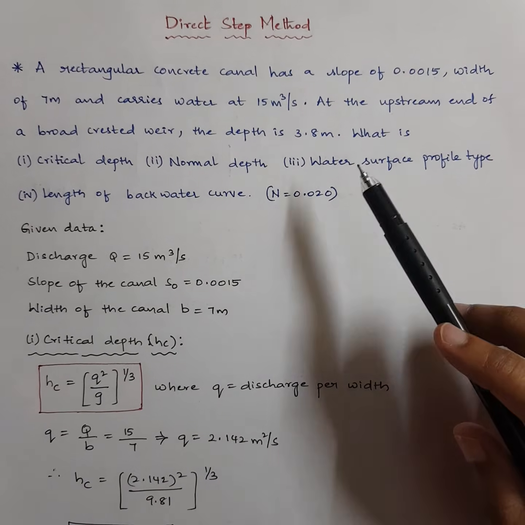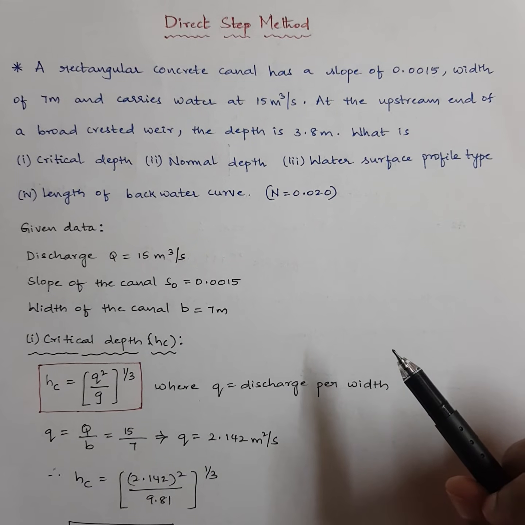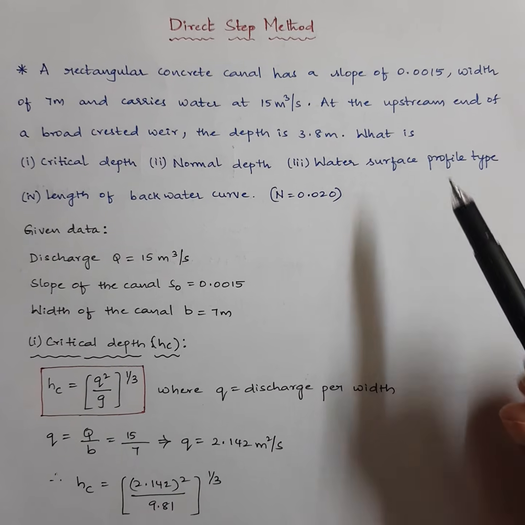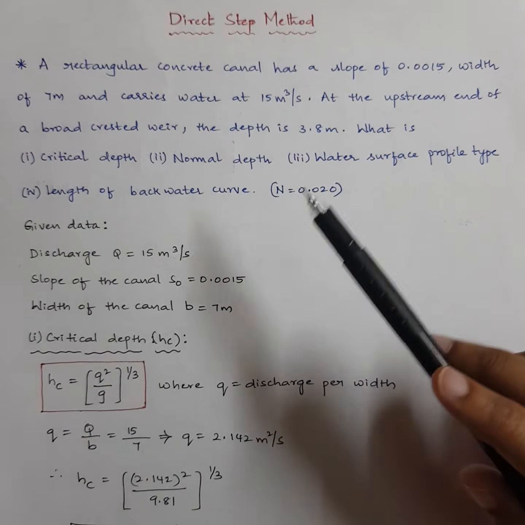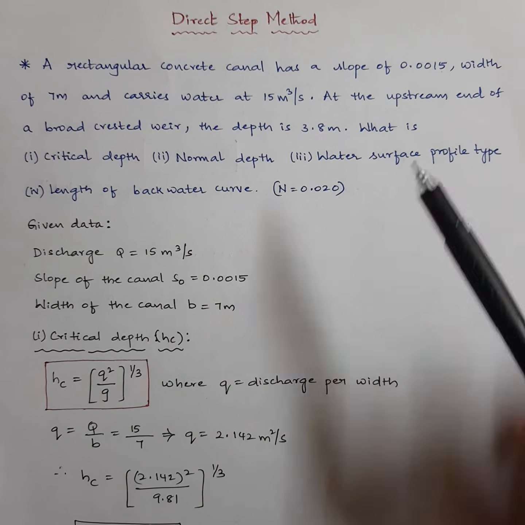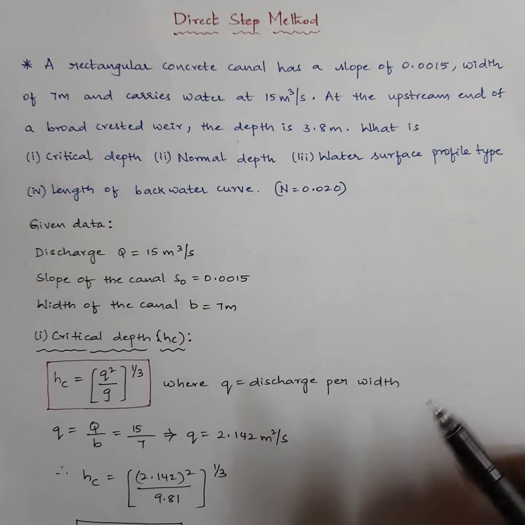A rectangular concrete canal has a slope of 0.0015, width of 7 meters and carries water at 15 meter cube per second. At the upstream end of a broad-crested weir, the depth is 3.8 meters. What is the critical depth, normal depth, water surface profile type and length of the backwater curve?